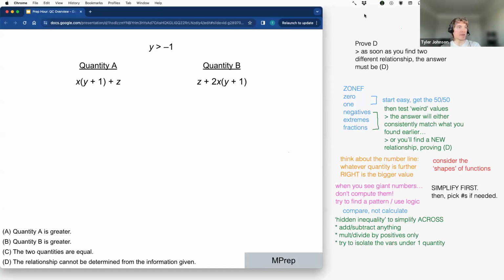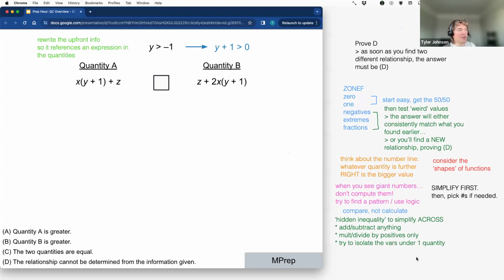One tip I have off the bat here is to rewrite the upfront info so it references an expression in the quantities. Because right now, y does not appear alone in the quantities. It's always grouped with that +1. But if I take that initial inequality and just add 1 to each side, now I get this information that y + 1 is known to be positive.